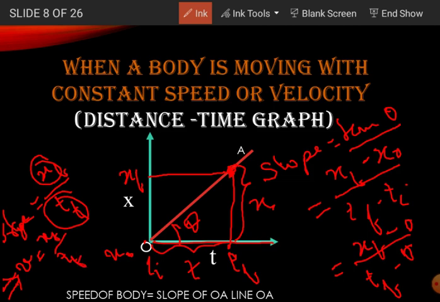Got it? But if the graph is a displacement-time graph instead of distance, the only difference is that you need to change distance to displacement, and speed to velocity, that is, speed with a direction. We call it velocity, right? So if it is displacement, then your slope will give you nothing but the velocity of that object, right?